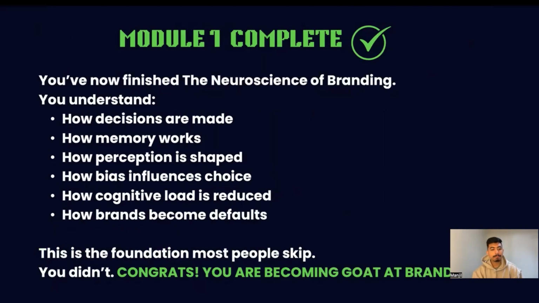Okay. So module one is complete. You have now finished the neuroscience of branding. Here you understand how decisions are made, how memory works, how perception is shaped, how biases influence choice, how cognitive load is reduced, how a brand becomes default. This is the foundation most people skip. You didn't. So congrats, you are becoming the GOAT in branding.